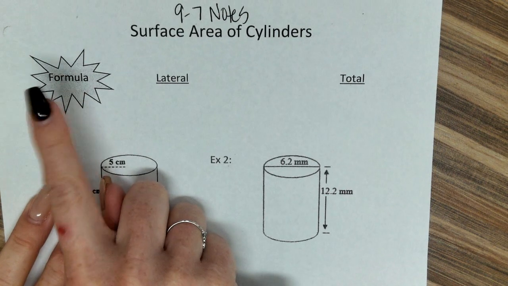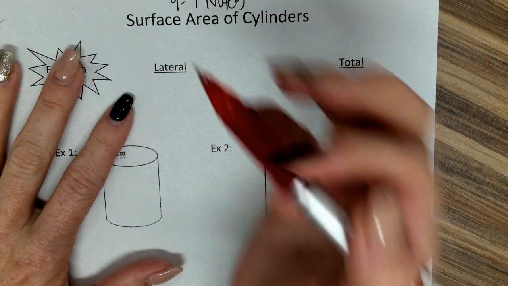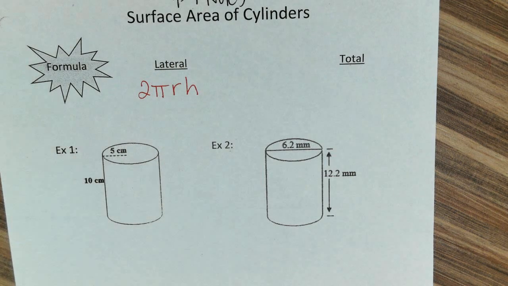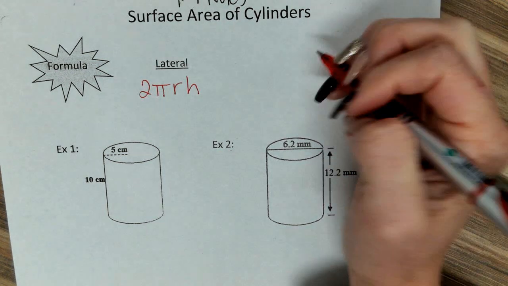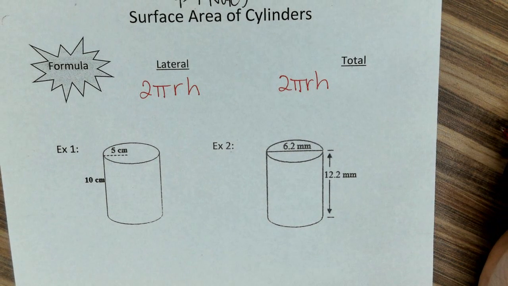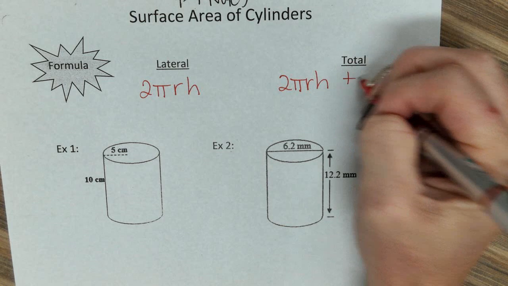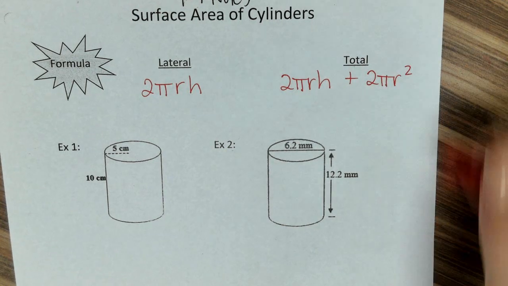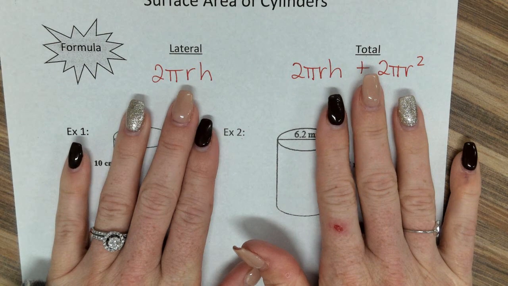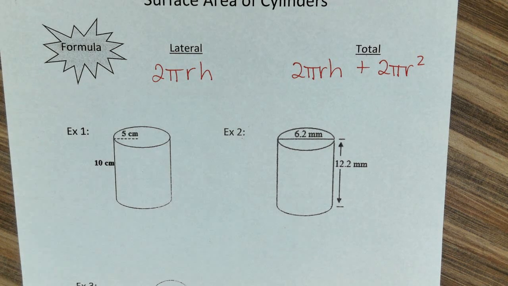So I want you to go to your notes for lateral and write the lateral formula, which is 2 pi r h. You should be writing this down. Go to total. It is this part, again, 2 pi r h, and then it's another piece plus 2 pi r squared. Now, truly, you don't have to understand how these formulas work. All you need to do is know where to find them, which is on your STAR chart.